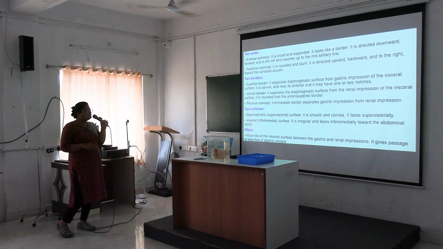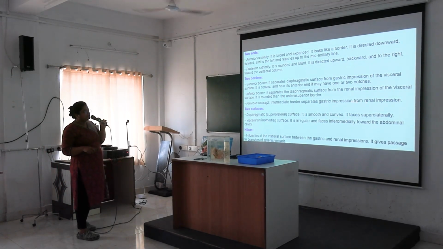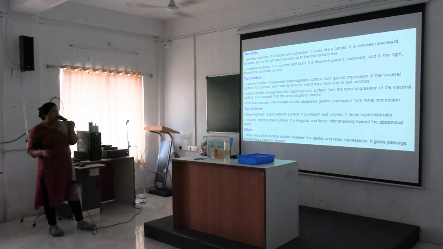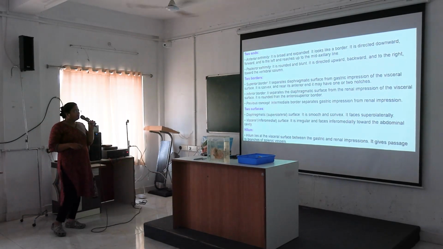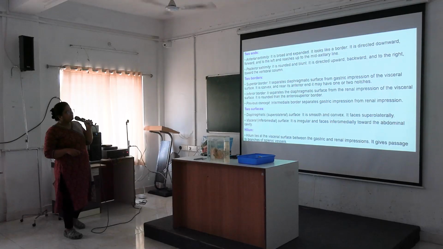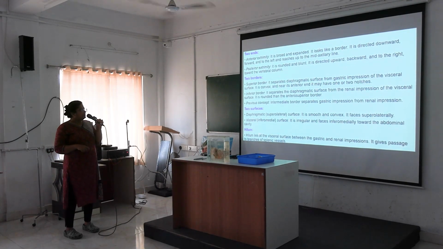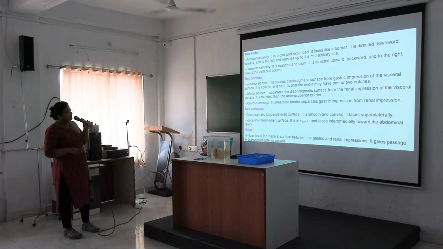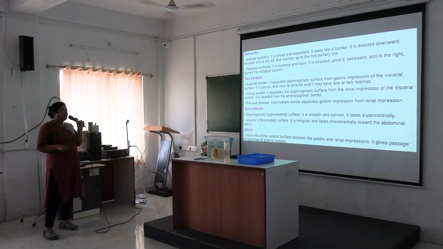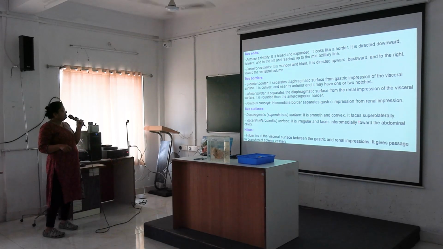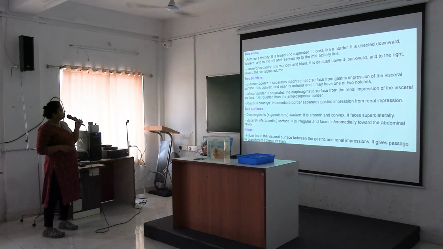According to the previous concept, the intermediate border separates the gastric impression from the renal impression. And the two surfaces are: the diaphragmatic or superolateral surface, which is smooth, convex, and faces superolaterally; and the visceral or inferomedial surface, which is irregular and faces inferomedially towards the abdominal cavity.